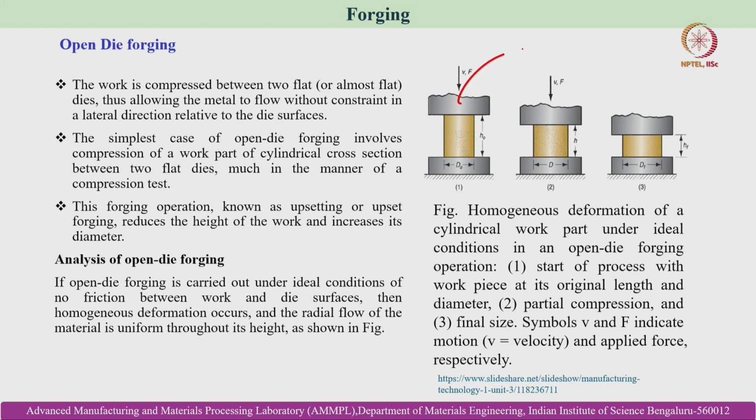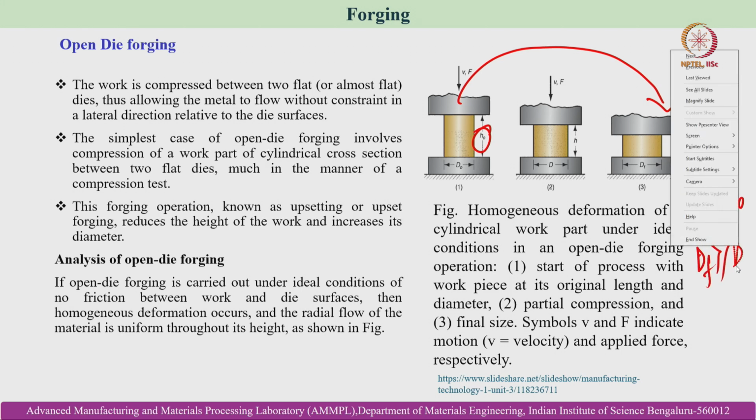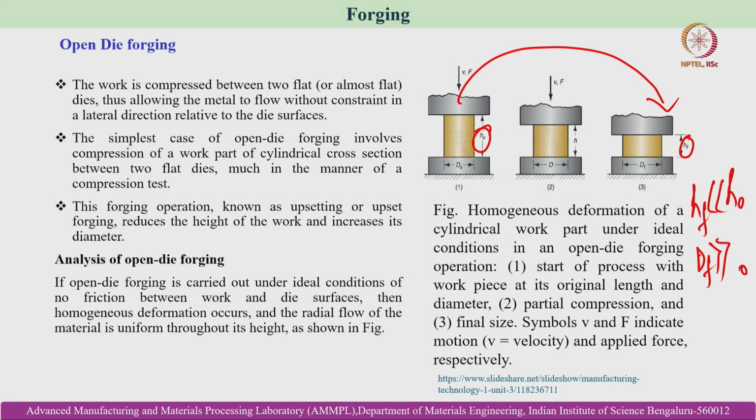From the starting preform, we are arriving at a much lesser height. That means this is the H final and this is the H initial, and the H final is much lesser than H initial, whereas the D final, the diameter final, is much greater than the diameter initial. Okay. So this is the basic concept shown over here in the case of upset forging.